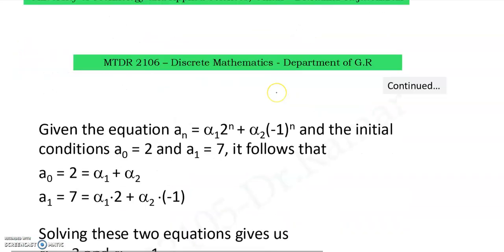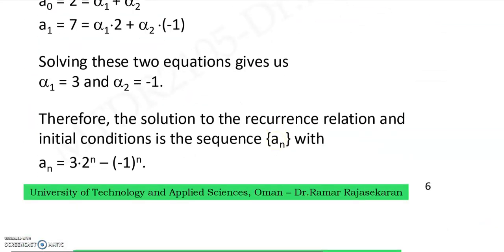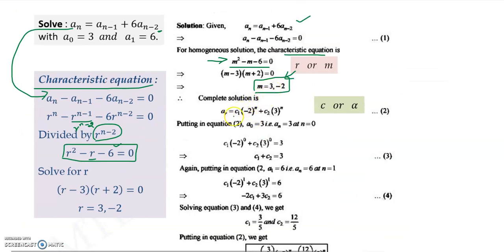Now we will go to the algorithm. If your two roots are distinct roots, how to write the general solution? This is the way: a_n = alpha 1 r1 power n plus alpha 2 r2 power n, where alpha 1 and alpha 2 are constants. Here, same idea, a_n I can write as c1 (any constant) times minus 2 power n, because this is the first value, plus c2 times 3 power n, since the second root is 3. This is how to write the general solution, which means the complete solution.